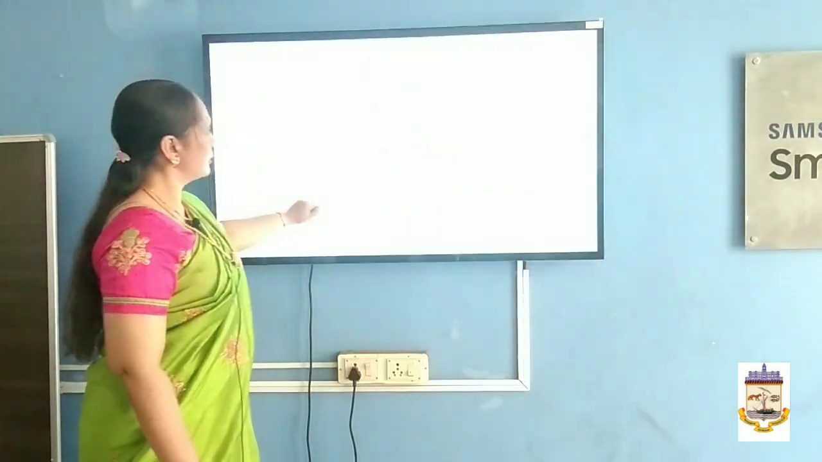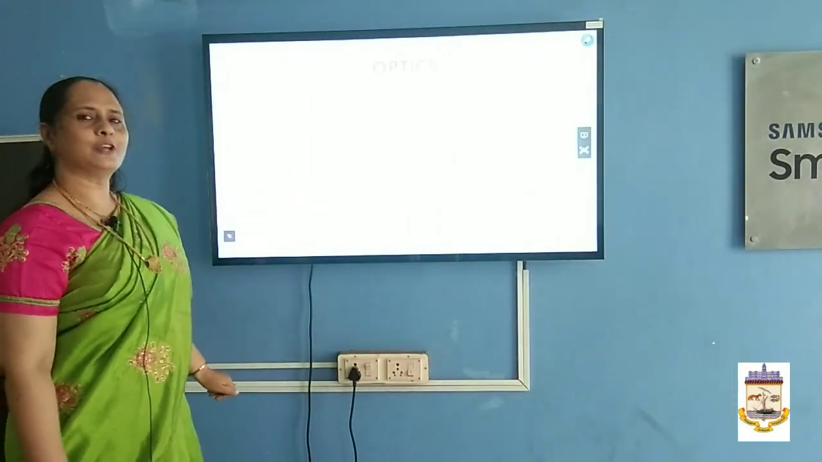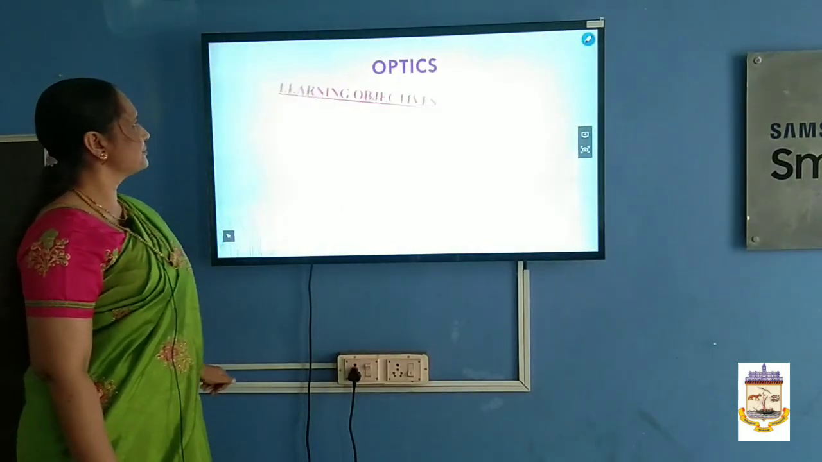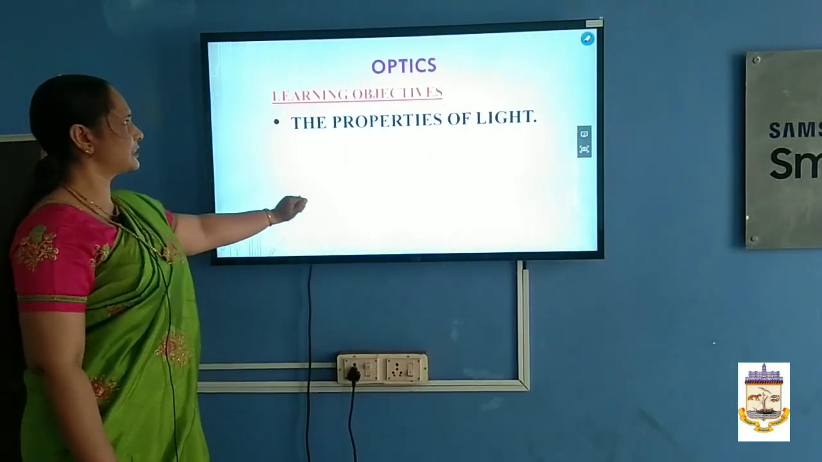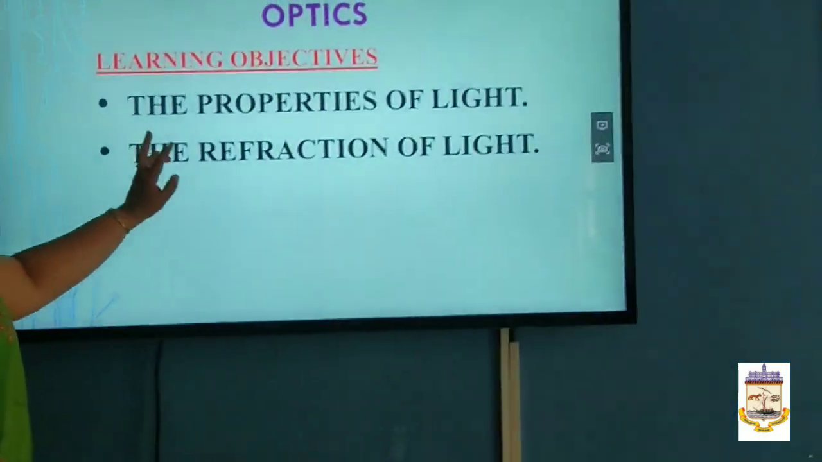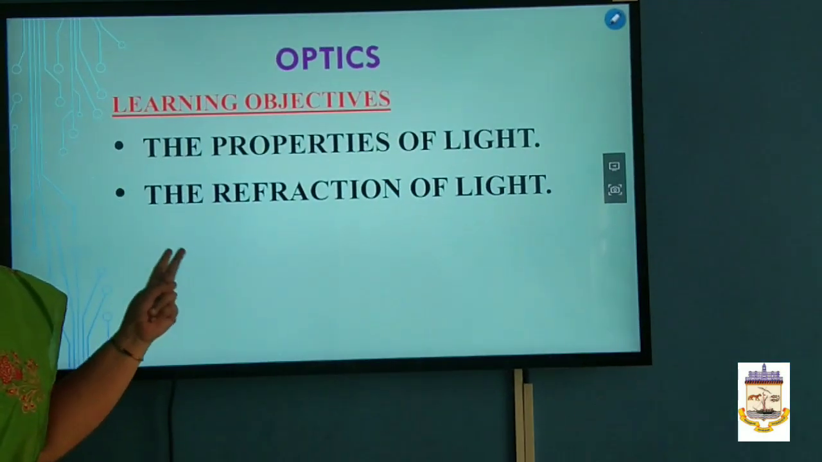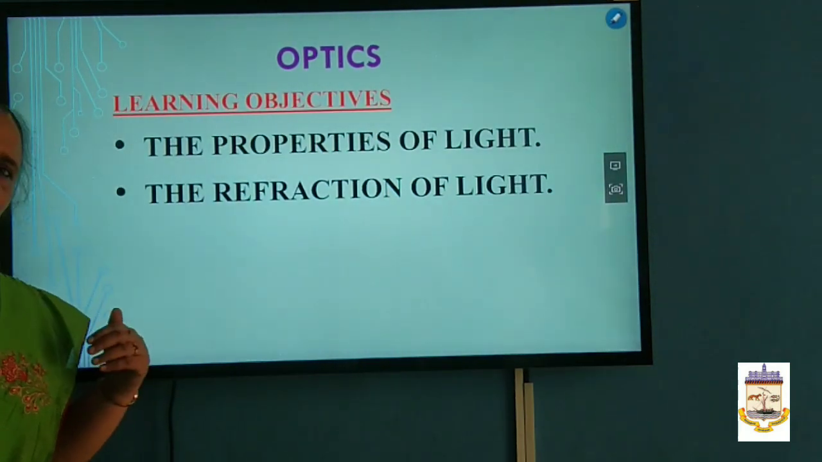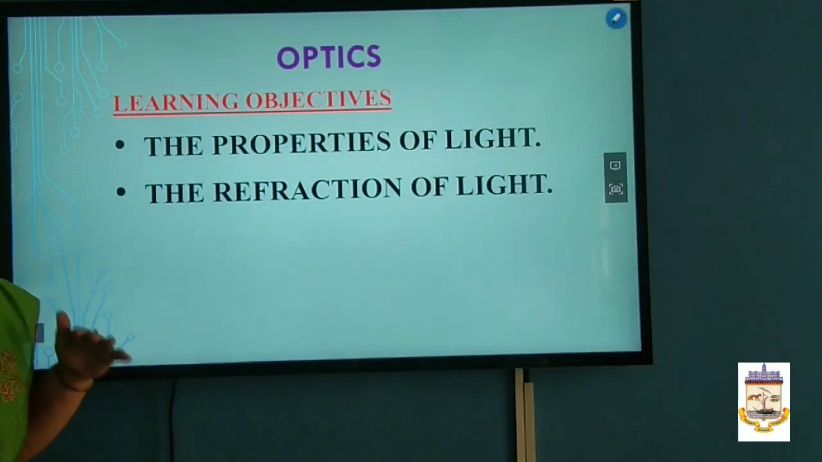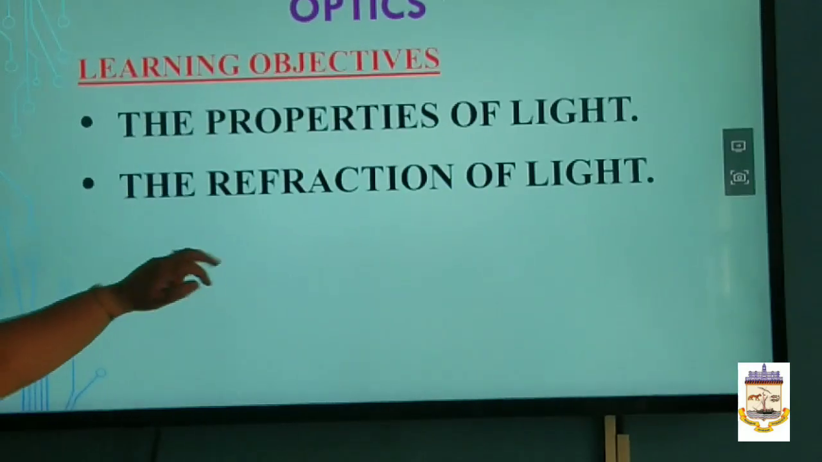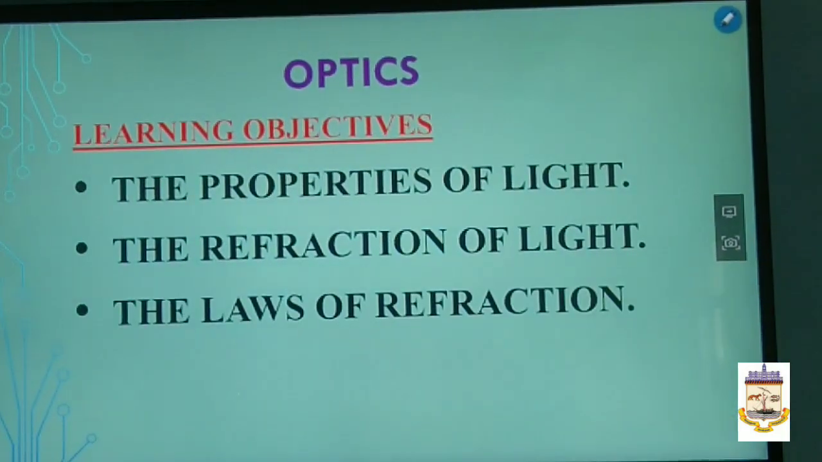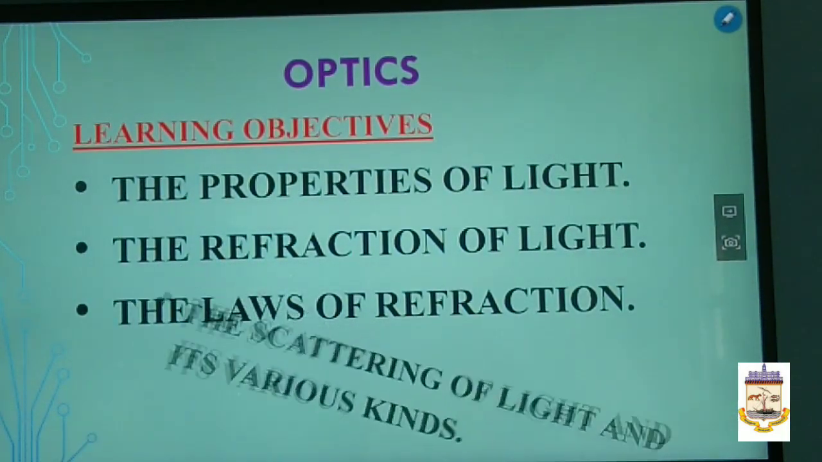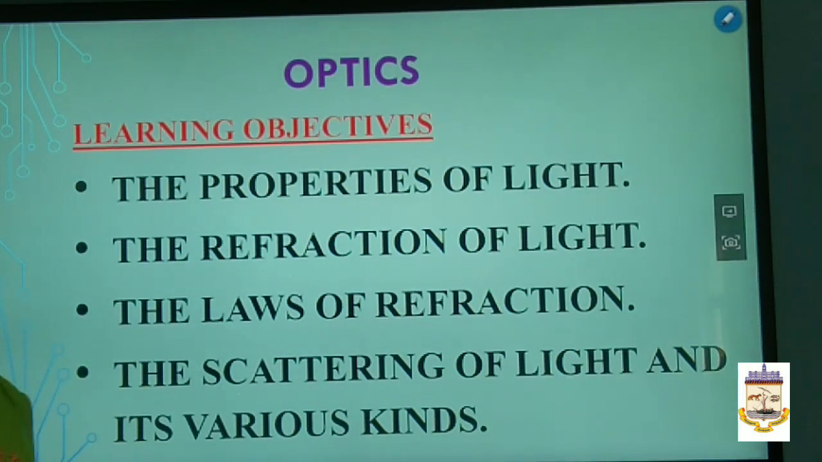So in this lesson, what are the parts we are going to highlight? See children, learning objectives. First, we are going to focus on the properties of light. What are the two main properties of the light? Yeah, reflection and refraction of the light. Reflection we have seen in our lower classes. Today's main topic is refraction, and also we are going to see the laws. Next children, the scattering of the light and various kinds we are going to focus on. Okay, let's start with the properties of light.